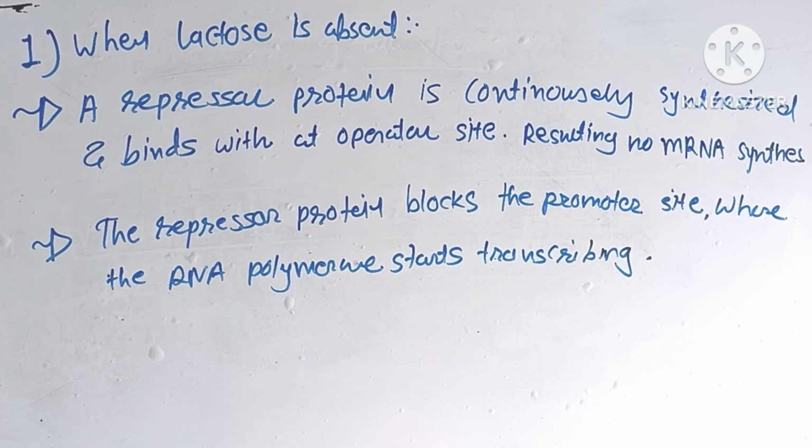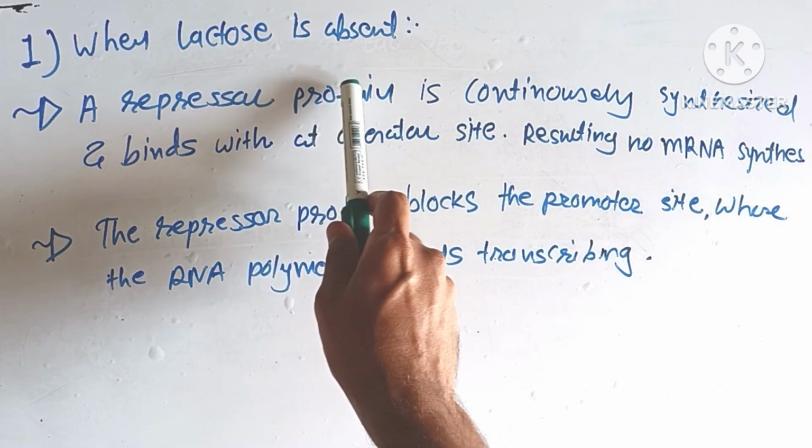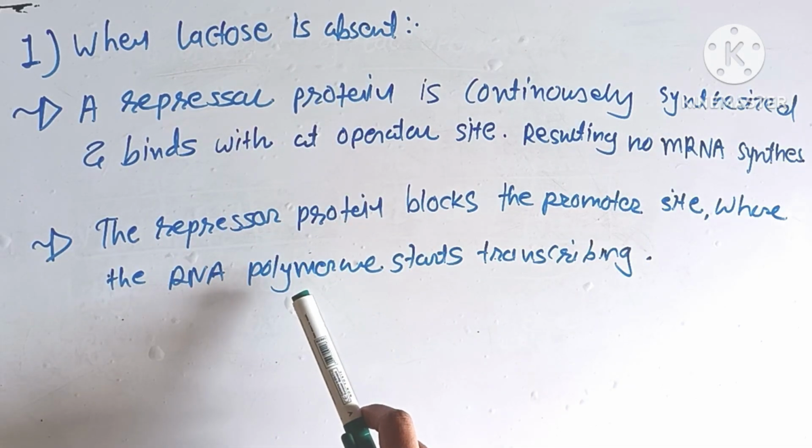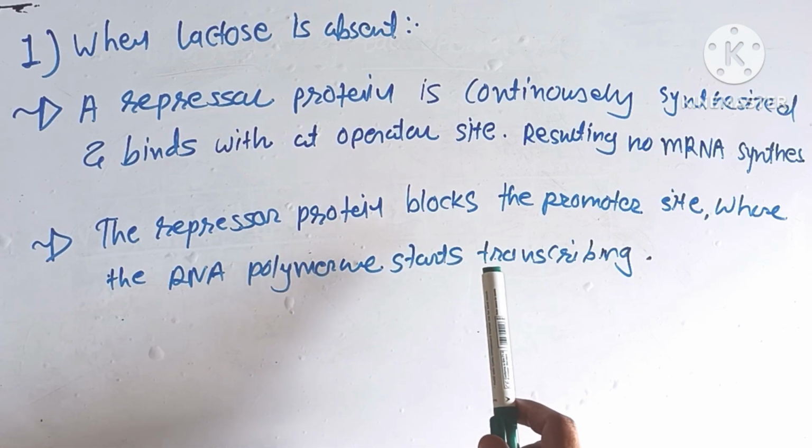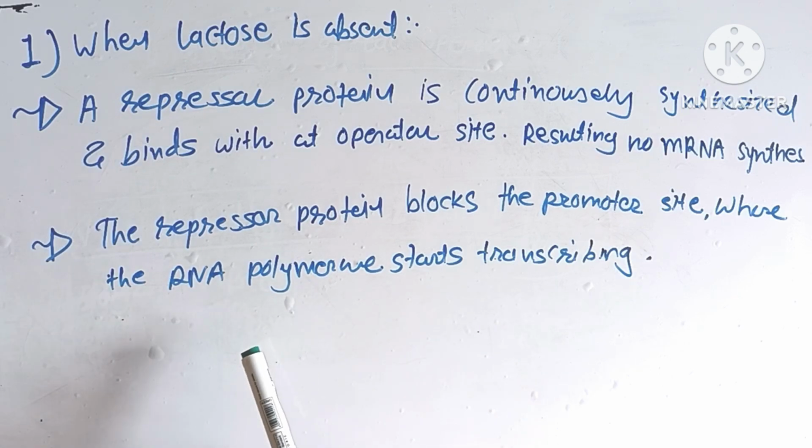Now let us go through the theory. For that we have to assume four conditions. When lactose is absent, which we also discussed, and when lactose is present, which we also discussed. But now another two conditions: both lactose and glucose present, so what happens? And when glucose is absent and lactose is present, so what happens?